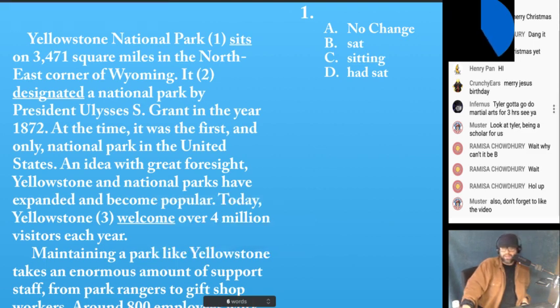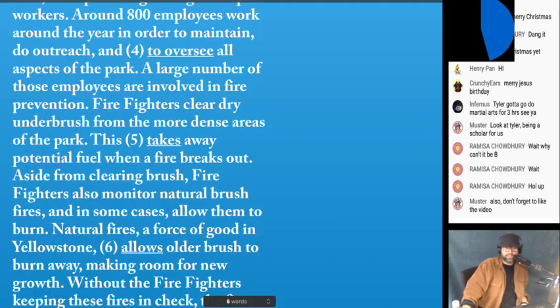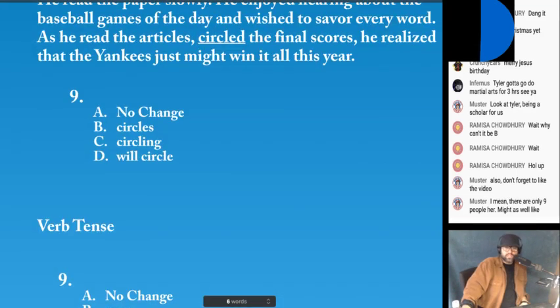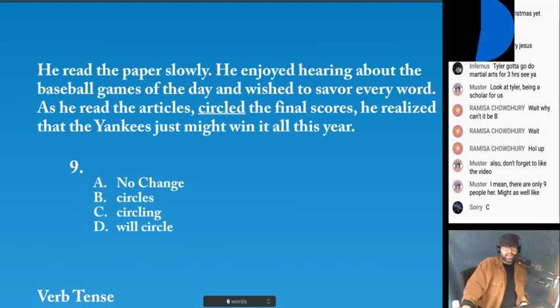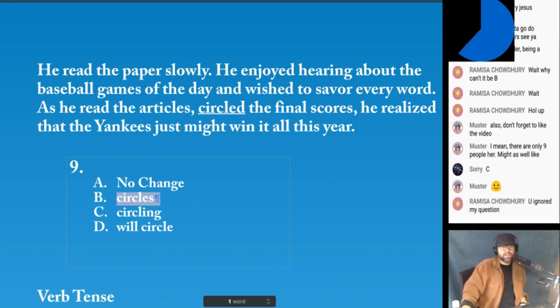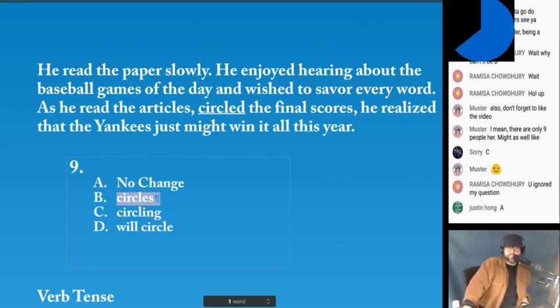Why can't it be B? Oh, actually, let's go back and address that really quick because I want to make sure that Ramisa has got that last one. For this one, this circled, right? Circles is present tense. And so as he read past tense, circles the final score, then we're jumping to present tense. Then he realized we jumped to the past tense. So that's why B is incorrect on this one. That's why circled is incorrect on this one.